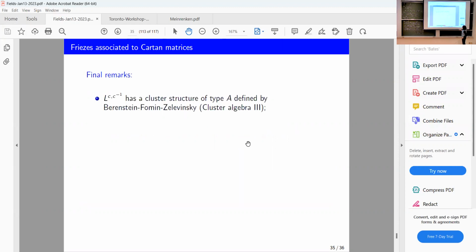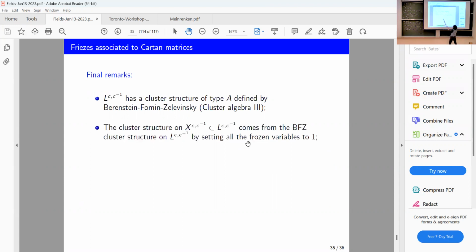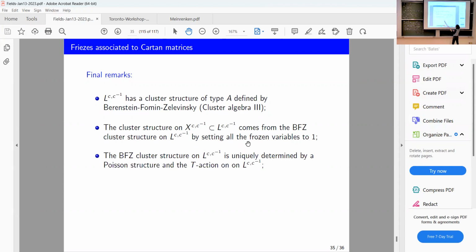So finally, this is one last slide. This double Bruhat cell has a so-called BFZ cluster structure. The one I was looking at has coefficients, and if you set all the coefficients, the frozen variables, equal to 1, you get this subvariety. This is the variety with trivial coefficients.